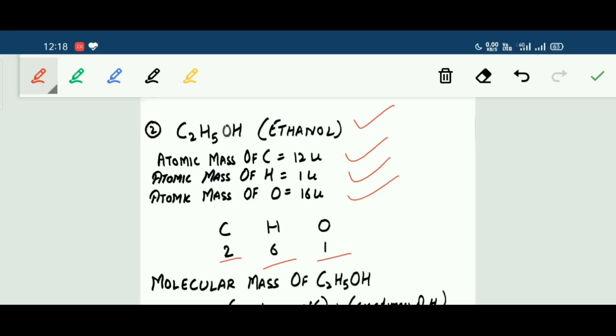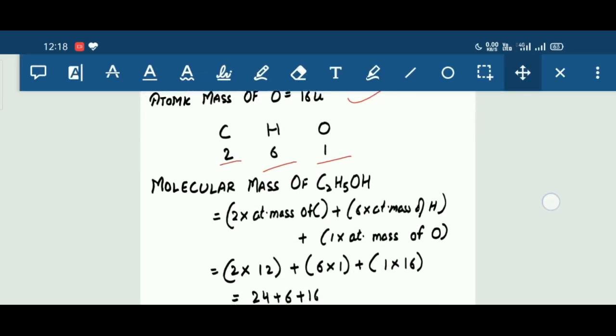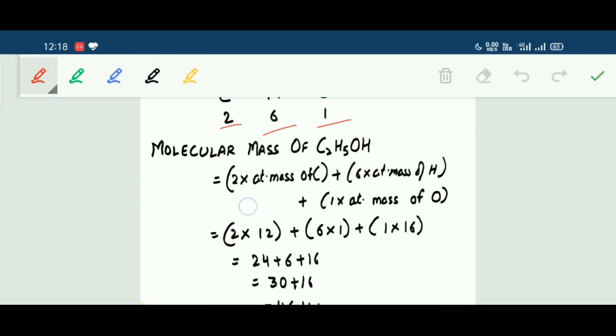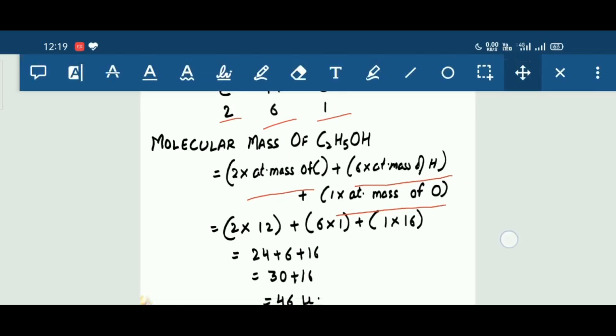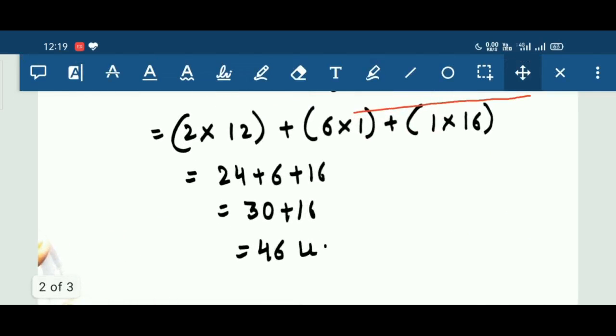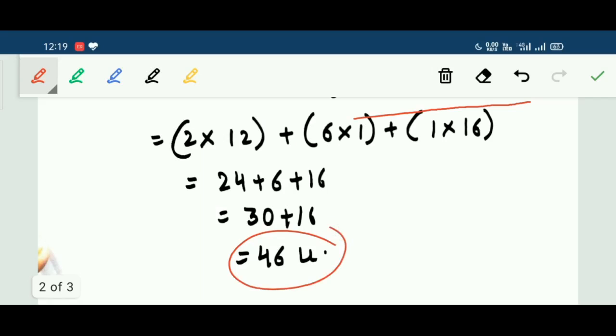Now since C2H5OH is made up of two carbon atoms, 6 hydrogen atoms and only one oxygen atom, therefore molecular mass of ethanol will be equal to 2 into atomic mass of carbon plus 6 into atomic mass of hydrogen plus 1 into atomic mass of oxygen. And on substituting the values, molecular mass of ethanol comes out to be 46 u. So students, in this way we can calculate mass of any molecular compound.